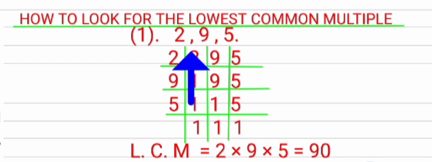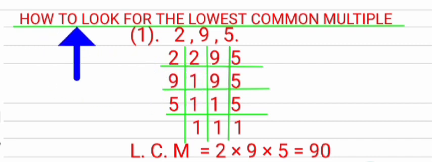For example, this 2, 9 and 5 here could be the denominators of fractions and we have to look for the LCM. We're going to be dealing with that in subsequent videos, where we're going to be talking about how to look for the LCM and how to add and subtract fractions.